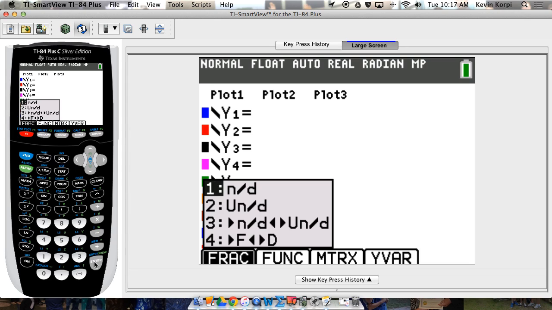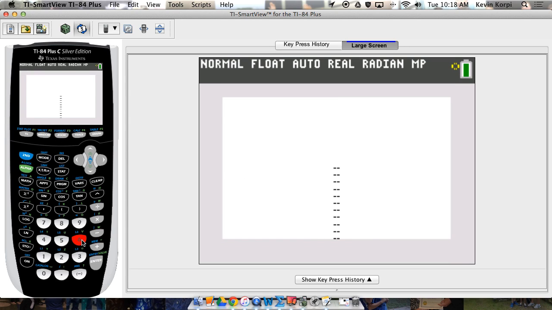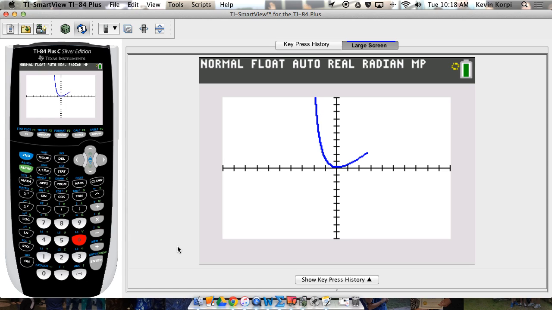The very first one is numerator over denominator. Now, with the horizontal bar, you don't need to worry about the parentheses because you use the directional pad to scroll down to the bottom. So either way, there you go. You've got it. Now, if you hit zoom 6, let's just say you're curious as to what the graph looks like. You're going to have what looks like a vertical asymptote at -2.5.